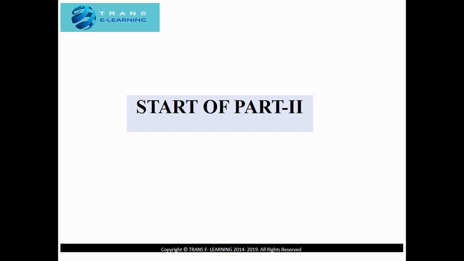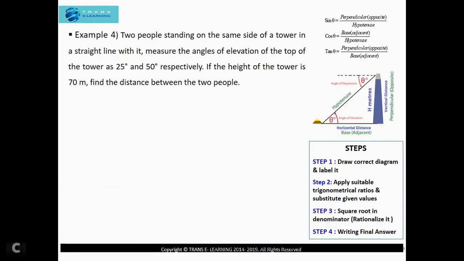Part 2 starts from here. Now the next question. Two people standing on the same side of a tower in a straight line with it measure the angle of elevation of the top of the tower as 25° and 50° respectively. If the height of the tower is 70 meters, find the distance between the two people.